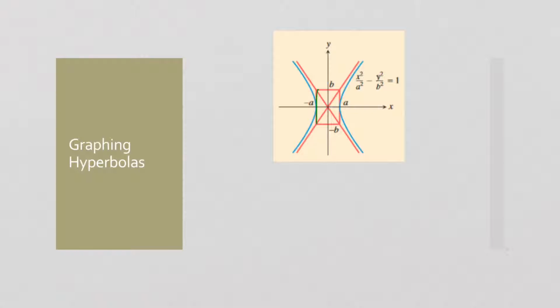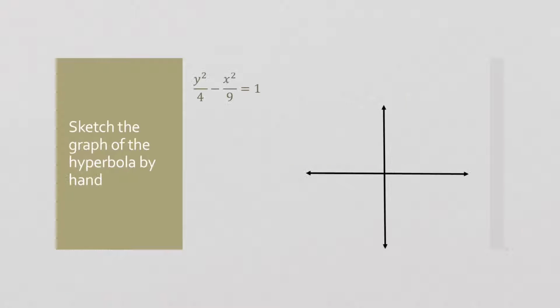We still make this box like we did last time. Okay, A and B are still going to set up my box. Then, I'm actually going to draw in these asymptotes, because there are asymptotes in a hyperbola. It gets really, really close to this line and then turns away from it. So we'll talk about how to do that next.